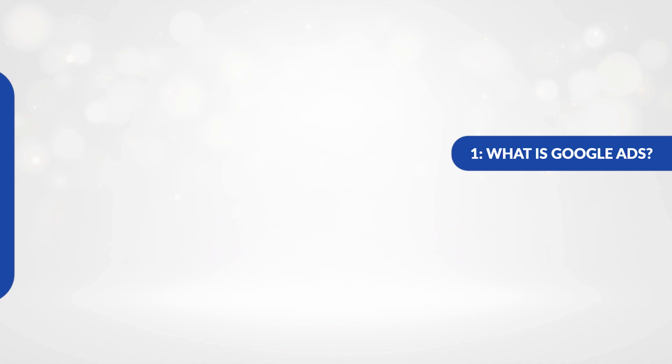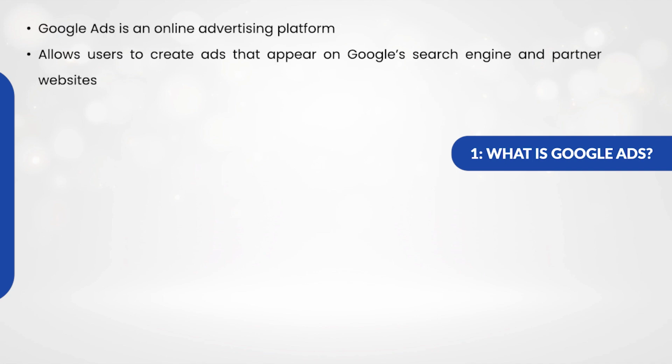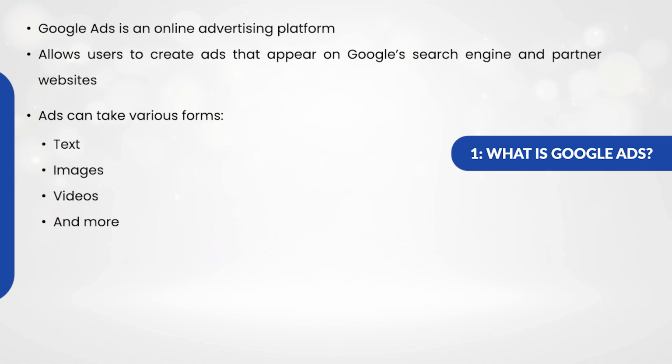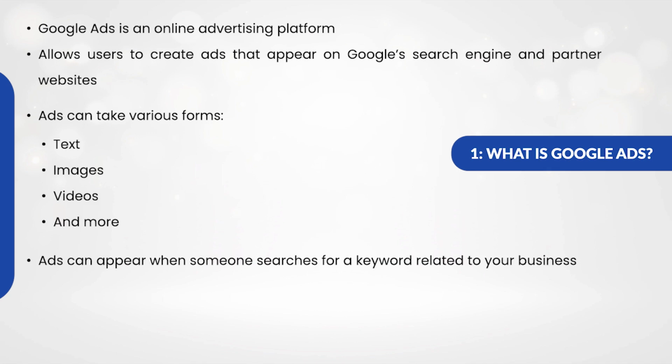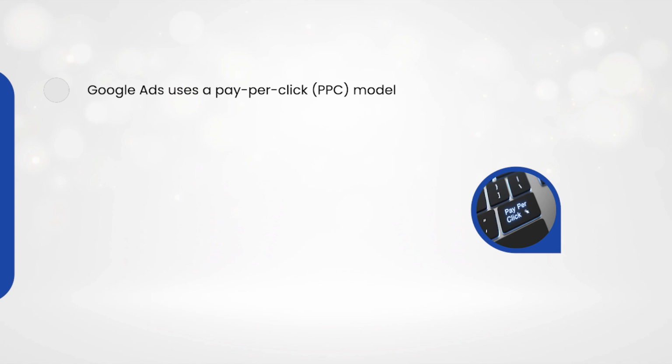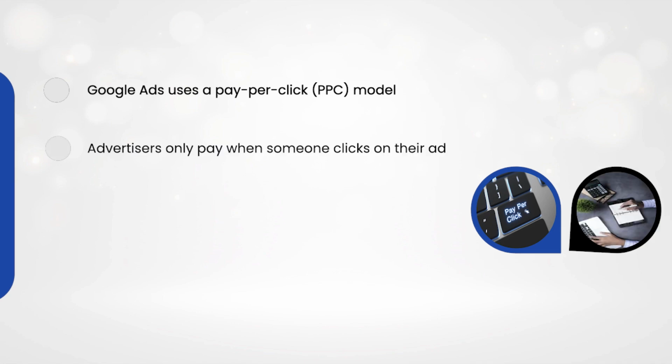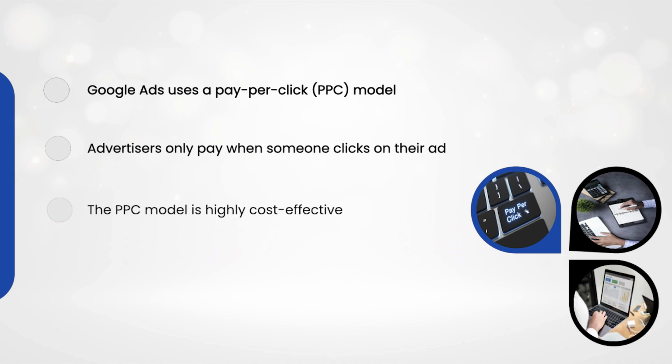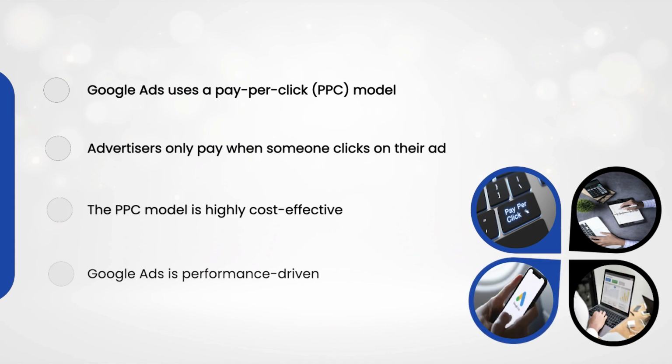In simple terms, Google Ads is an online advertising platform that allows you to create ads that appear on Google search engine and its partner websites. These ads can take various forms: text, images, videos, and more. Whenever someone searches for a keyword related to your business, your ad can pop up, giving your brand instant visibility. Unlike traditional advertising, Google Ads operates on a pay-per-click, that is PPC, model. This means you only pay when someone clicks on your ad, making it highly cost-effective and performance-driven.